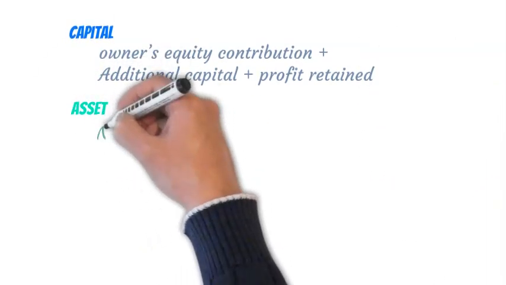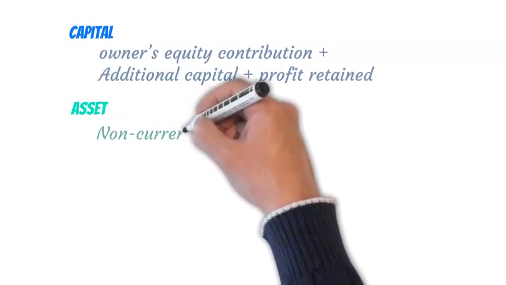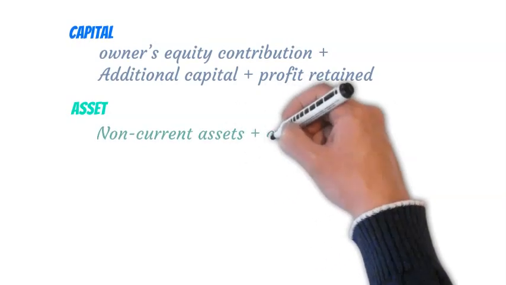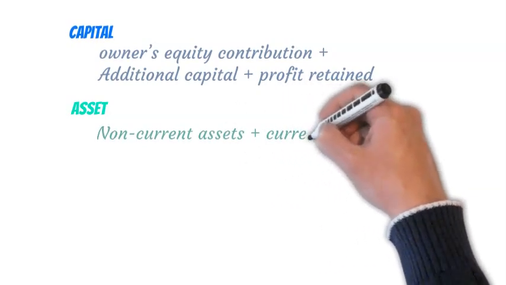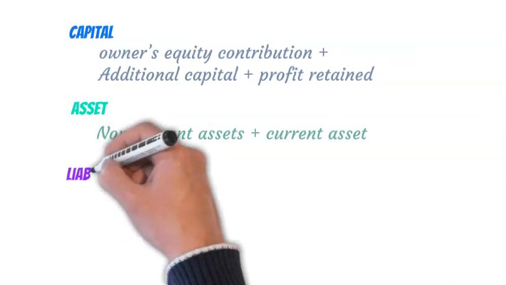Asset is the list of all resources of a firm and their associated cost. Assets can be in the form of current and non-current assets. Non-current assets are all assets likely to last more than a year, while current assets are assets that can be easily converted to cash and last less than a year.